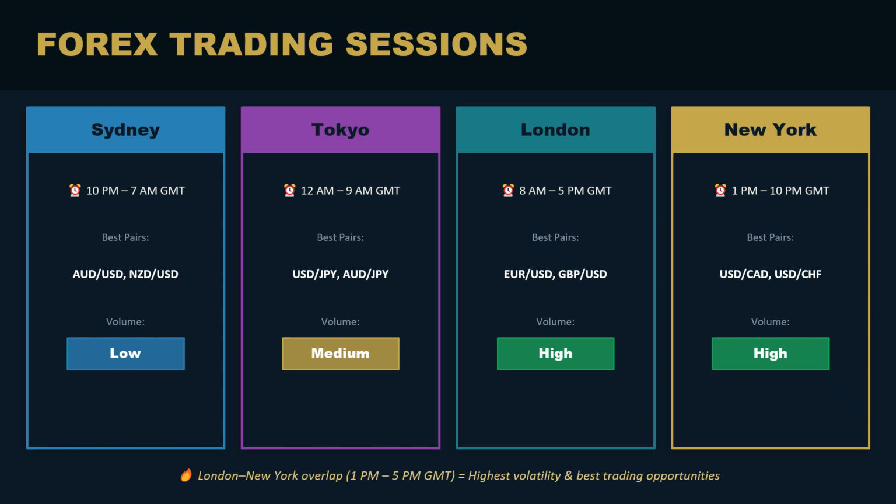This is when 2 sessions are open at the same time. The London-New York overlap, from 1 p.m. to 5 p.m. Greenwich Mean Time, is the golden hour. It's when volume and volatility are at their absolute peak, creating the best trading opportunities for day traders. The moves are bigger, and the liquidity is deepest.